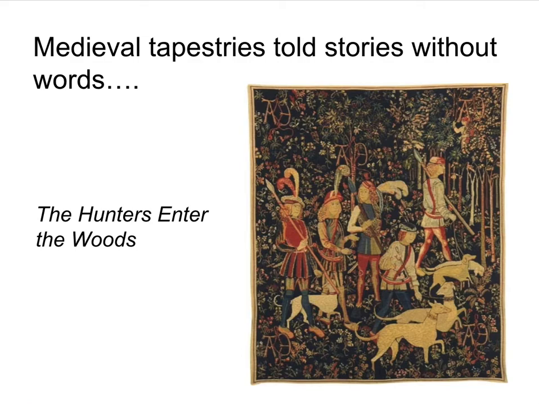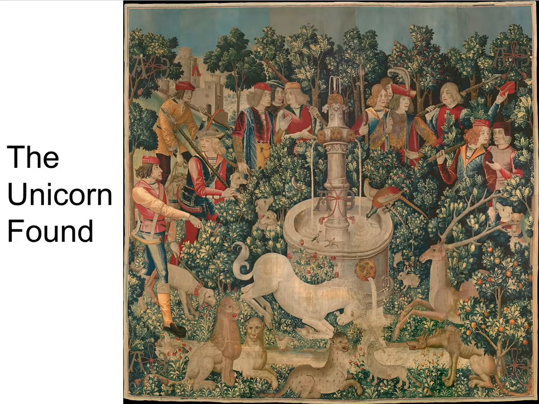Okay, so this is the first part of the story. The hunters enter the woods. Here's the second part of the story. The unicorn is found. So the hunters here are kind of behind the bushes, and the unicorn doesn't see them yet. They've gathered around what do we notice here in the middle of the fountain? Same initials, right?